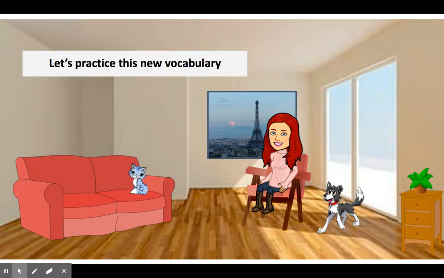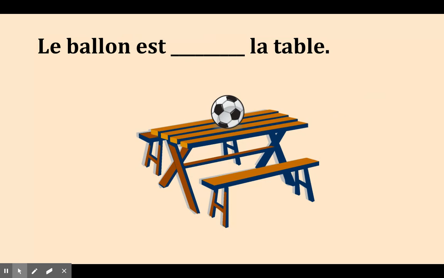Fantastic. We're going to practice this a little bit, so keep your notebook right handy for you. Remember to pause if you need extra time to do something. Let's do a few together first. We have le ballon and we have la table. Where is the ball in relation to the table? It's on top of it. So we'd say le ballon est sur la table. Say the sentence after me. Le ballon est sur la table.